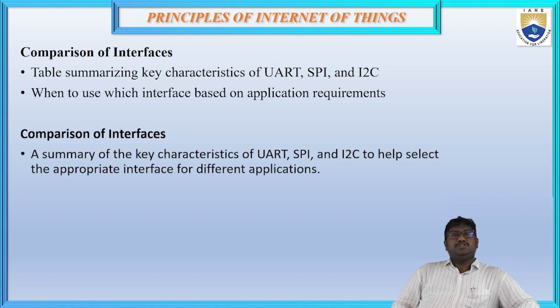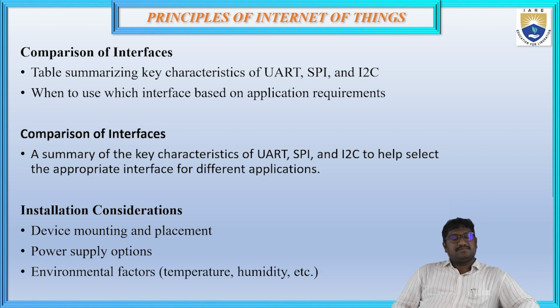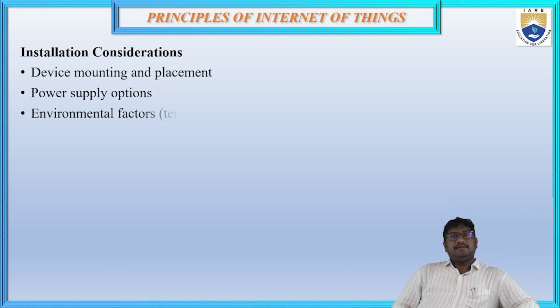And here I'll let you know about these particular things and what installation considerations have to be maintained. Device mounting and placement is a major part. Power supply options, environmental factors such as temperature, humidity, etc., and also security and privacy functions. These are the four considerations which have to be taken care of at the time of installing a proper IoT physical device and endpoints in your IoT system. With this, I will let you know the other considerations also.